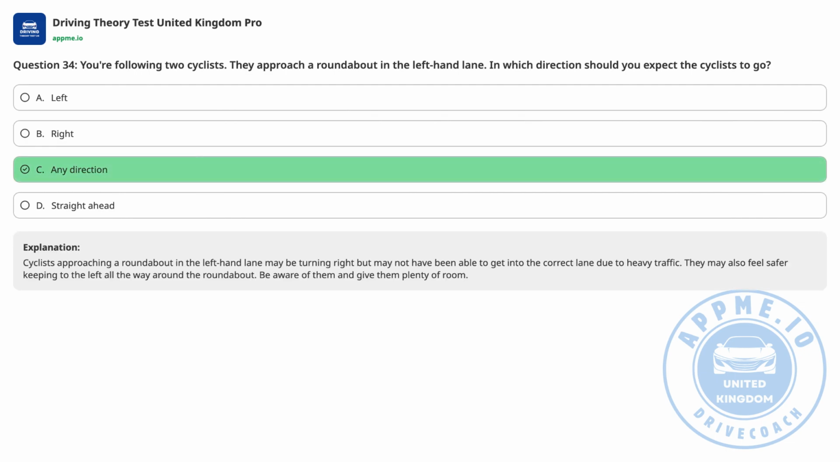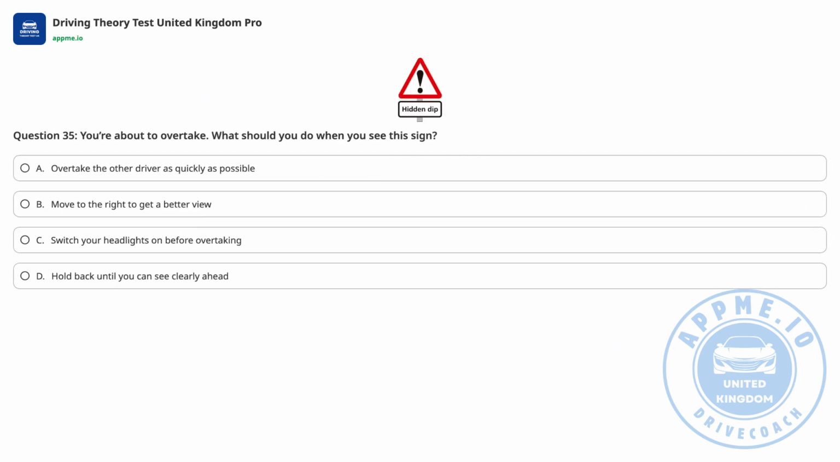The correct answer is C. Question 35. You're about to overtake. What should you do when you see this sign? A. Overtake the other driver as quickly as possible. B. Move to the right to get a better view. C. Switch your headlights on before overtaking. D. Hold back until you can see clearly ahead.